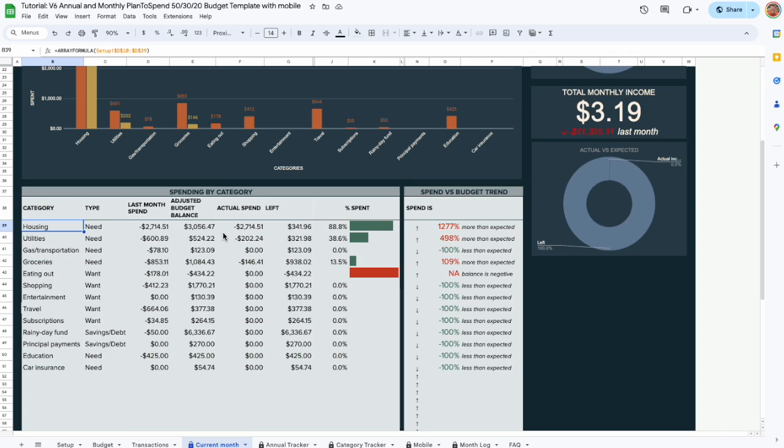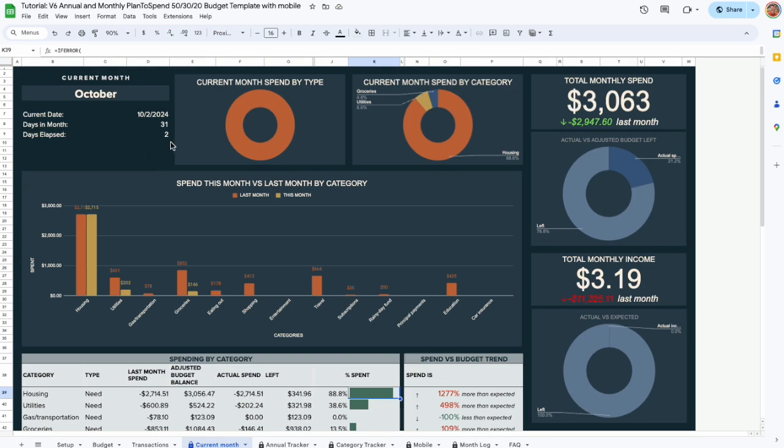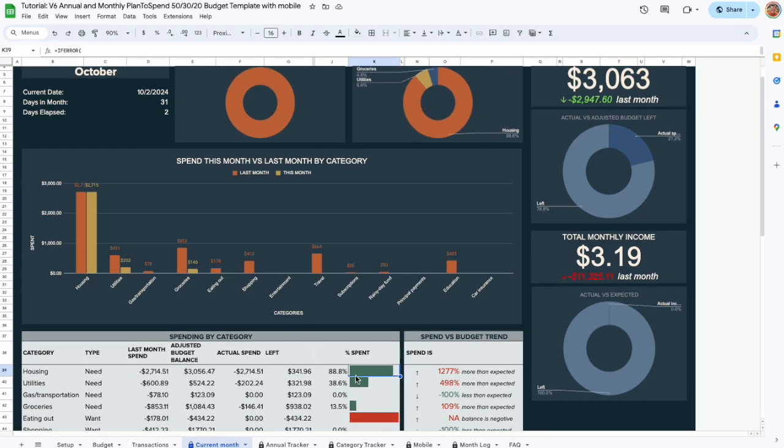My housing budget is approximately $3,000, and my actual spend is my mortgage payment because it's already gone through. It's a little less than what I had budgeted. So this is showing me I basically spent it all and it's only the second day of the month. Well, that's fine for housing because I always spend that just at the start of the month.